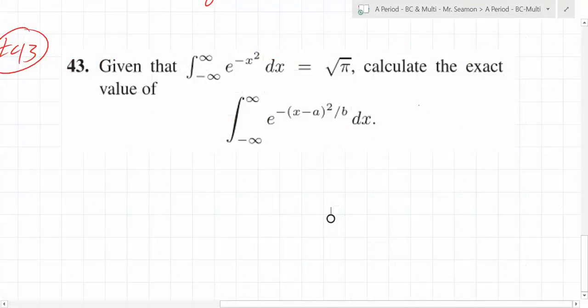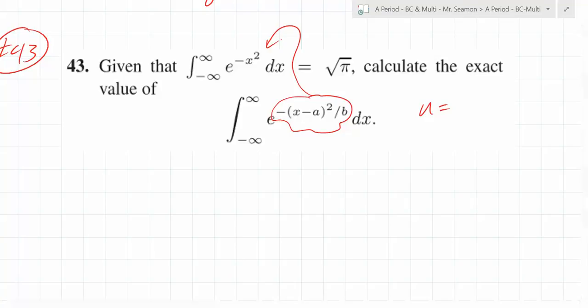What u substitution could you do? What could you let u equal to? X minus a over square root of b. That's awesome. Right, because what's the only difference here? You want this right here to turn into that right there. Doesn't matter what it's called, you want to turn it into that. So you let it equal x minus a over the square root of b.